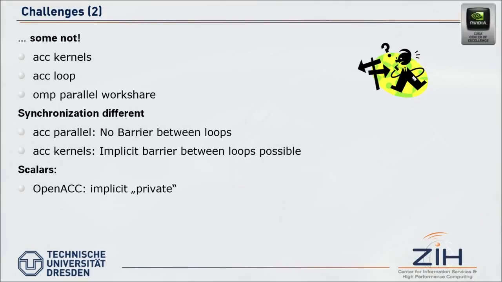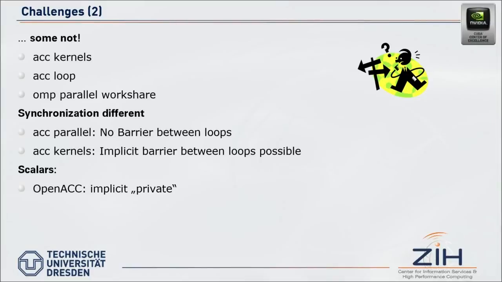Then synchronization. If you do an ACC parallel, there is no barrier between loops. If you have loops in between, if you do an ACC kernel, there is a barrier between those two. Scalars. OpenACC can handle scalars extremely well. OpenMP 4.0 targets do extremely badly with it. There are just things that don't work.